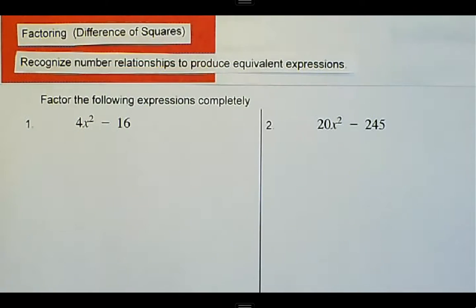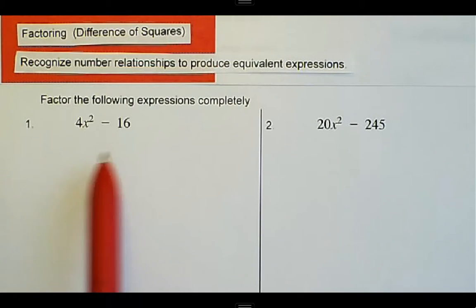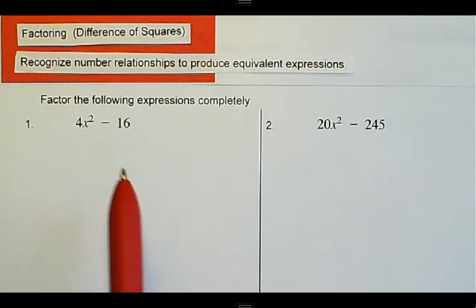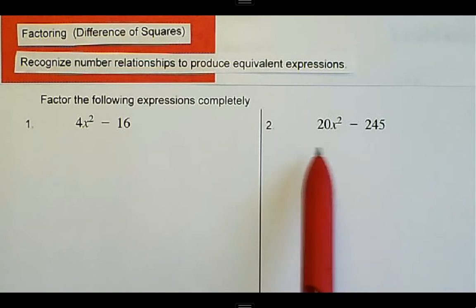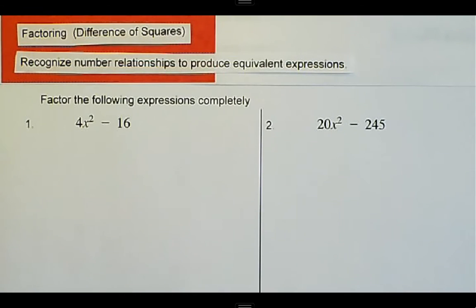We were talking about factoring by difference of squares, and we want to recognize number relationships to produce equivalent expressions. To start with, it says factor the following expression completely. As we look at this right off the bat, we notice that we only have two terms here, and they're joined by subtraction. That's different than what we've seen before in the quadratic form, where there have been three terms.